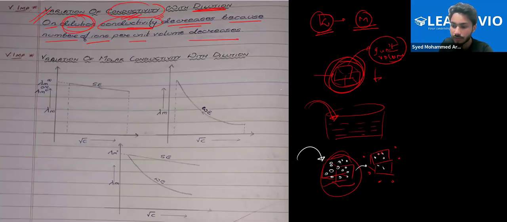My number of particles is decreased from this volume to this. See, now the number of particles is decreased. So if the number of ions is decreased in a particular unit of volume or area, it means what? The conductivity decreases. If the electrolyte is more, the conductivity is more. If the electrolyte is less, then the conductivity is less. But what will happen with the molar conductivity?